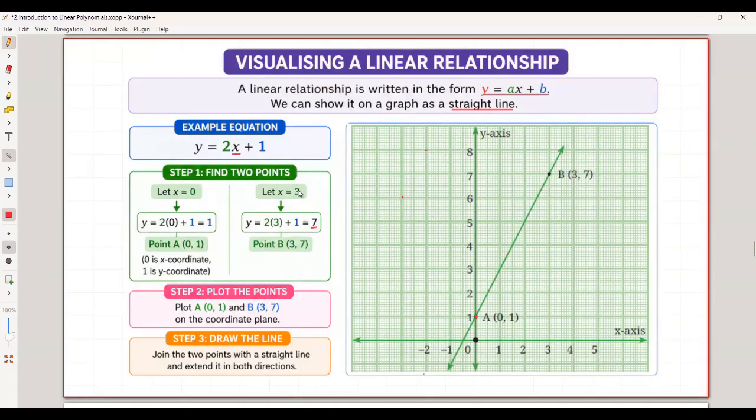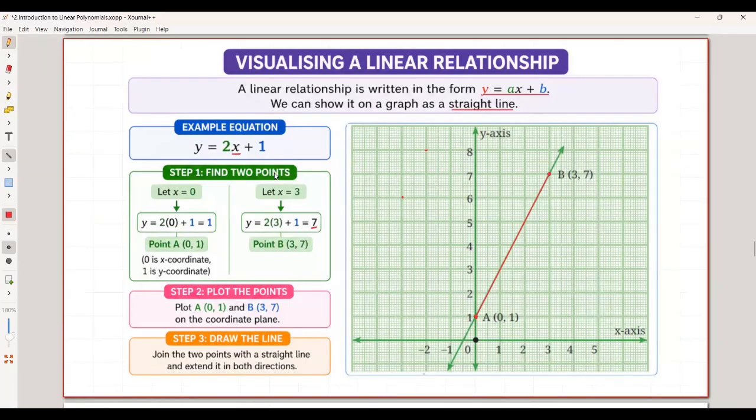That means when x is 3, y is 7. Therefore, the point is (3, 7), and I have to plot the point (3, 7). So I got the 2 points, right? Now if I join the 2 points, I will get a straight line, and we can extend the line.